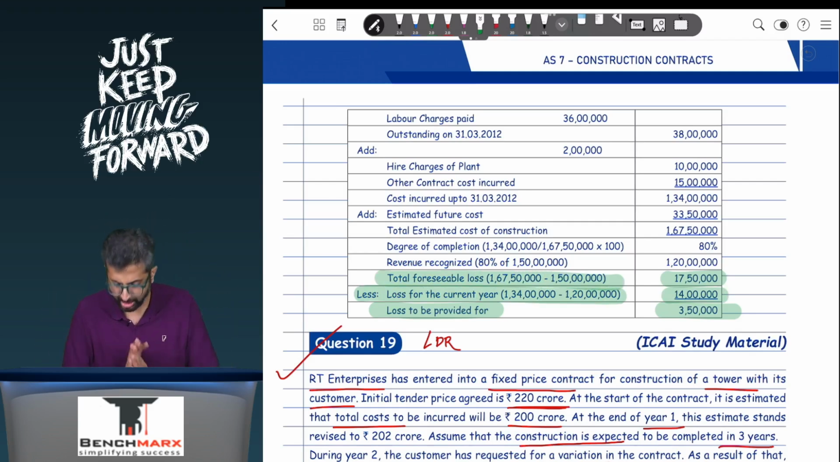19 is already done, and that takes care of every question that is relevant from a CA Inter exam perspective. You do this and you are broadly sorted with your AS 7. Okay, so that should take care of AS 7.